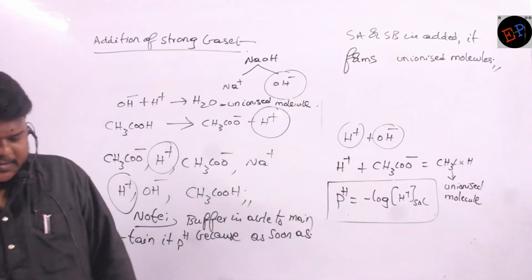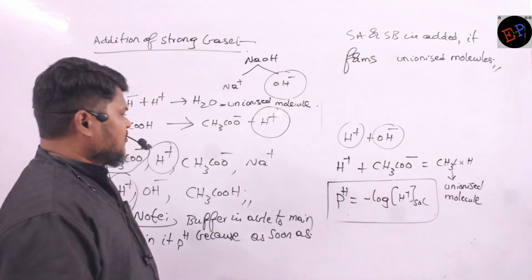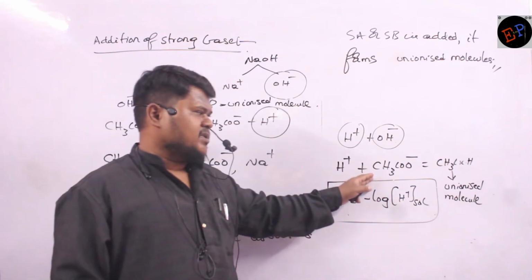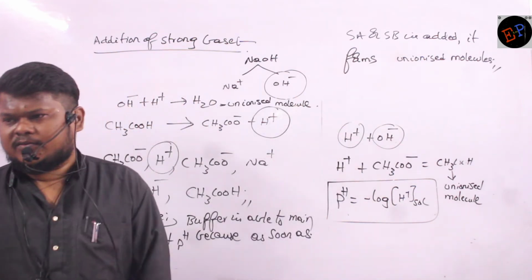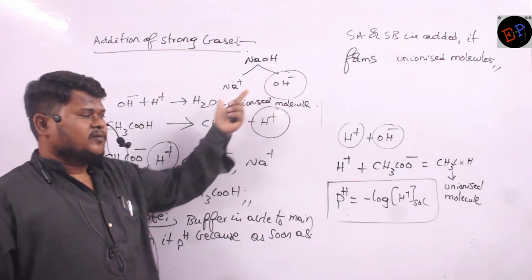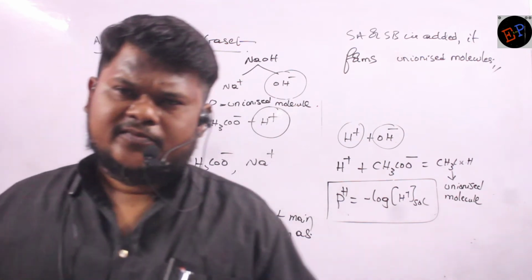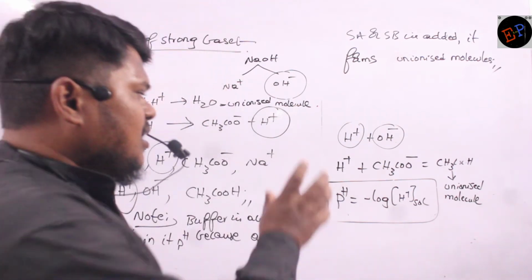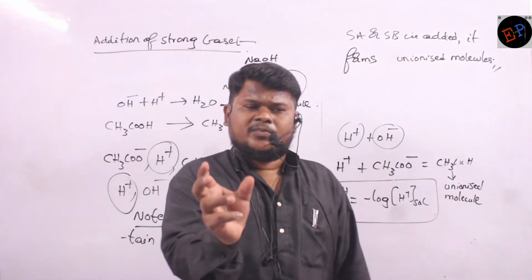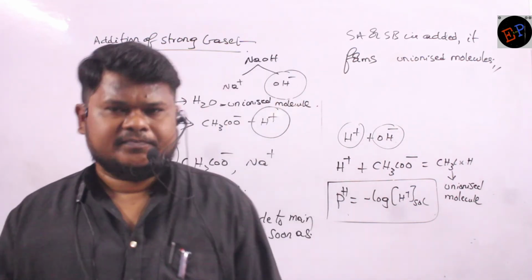That is the case. So understood now what is meant by buffer here? Okay. So buffer means what? If H plus is added, H plus reacts with something so that an unionized molecule is formed. If OH minus is added, immediately OH minus reacts with H plus to form an unionized molecule. So therefore it is able to maintain its pH. But already the range of buffer we have written now. It can maintain its pH only up to a certain level. After that it doesn't behave like a buffer. Clear? Right.